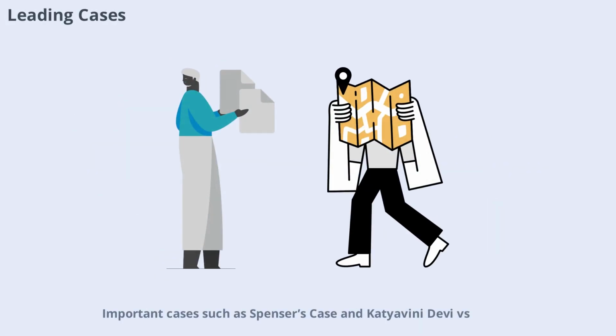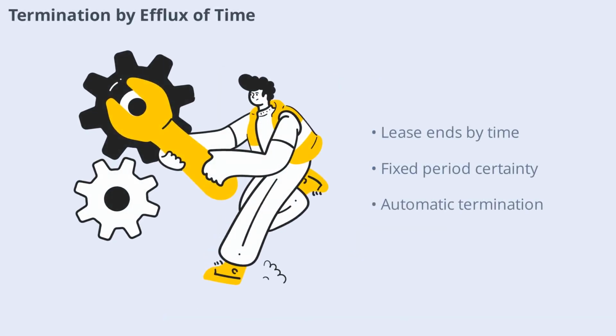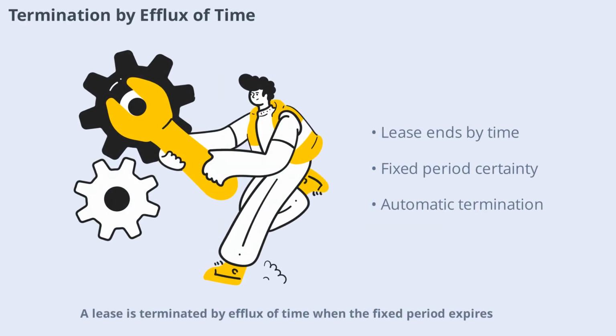Important cases such as Spencer's case and Kadiavini Devi versus Udava Kumar illustrate the application of lease laws. These cases provide guidance on interpreting rights and duties under lease agreements, helping parties understand their legal position and resolve disputes effectively. A lease is terminated by efflux of time when the fixed period expires.